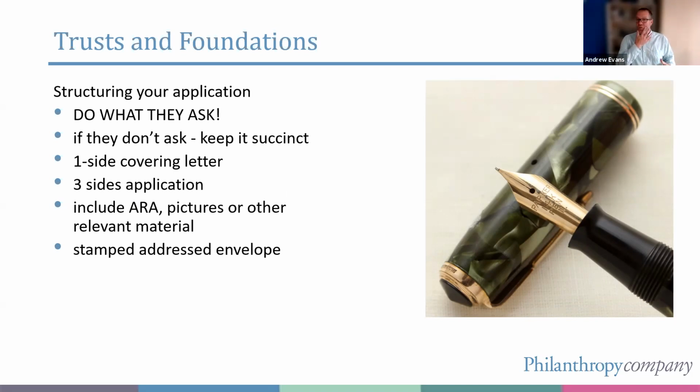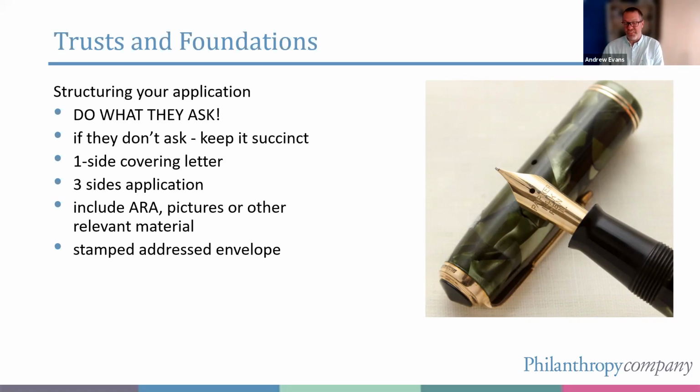Many small trusts and foundations don't tell you how to make your application. So keep it succinct: one side covering letter, introducing the project, and signed by somebody appropriate, usually the chair of your PCC or a church warden. A three-side application, which should set out all the things in the case for support that we've just talked about. And then as appendices or additional things, include your annual report and accounts, unless they ask you not to.